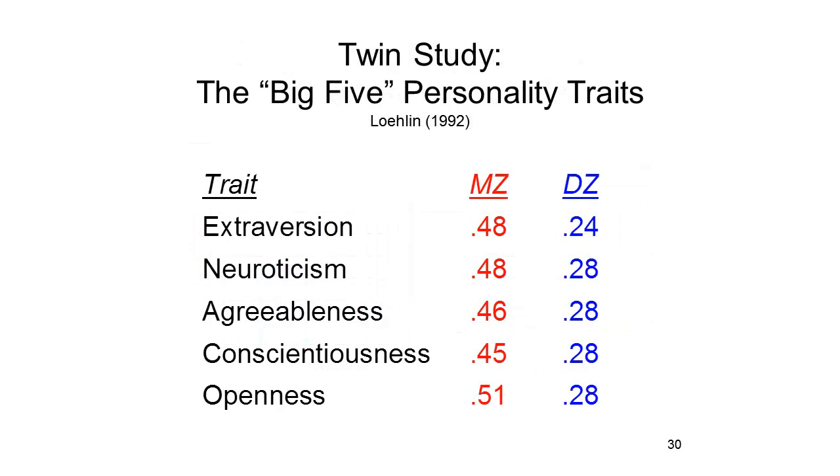Returning to Loehlin's twin study of the Big Five personality traits, remember that the basic finding was that for each of the Big Five traits, the MZ correlations were about twice the size of the DZ correlations. Typical MZ correlation in the high 40s, typical DZ correlation in the mid-20s. So now let's apply our formulas and try to disentangle the contributions of genetics, the shared environment, and the non-shared environment to individual differences in personality.